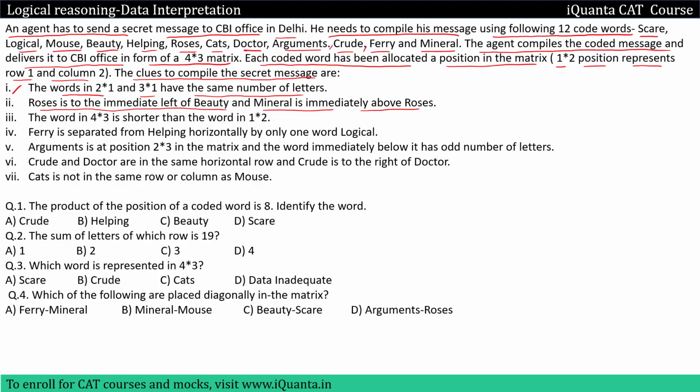If we come to the questions, the first is: the product of the position of a coded word is 8. Identify the word. So for that we need to find out all the words in the matrix. Second one is the sum of letters of which row is 19. Again for this we need to find out all the words in the rows. Next one is which word is represented in 4x3. For this also we need all the words in the matrix. Fourth one is which of the following are placed diagonally in the matrix. Again for this we need the whole matrix. Okay, so we'll go to the next slide.